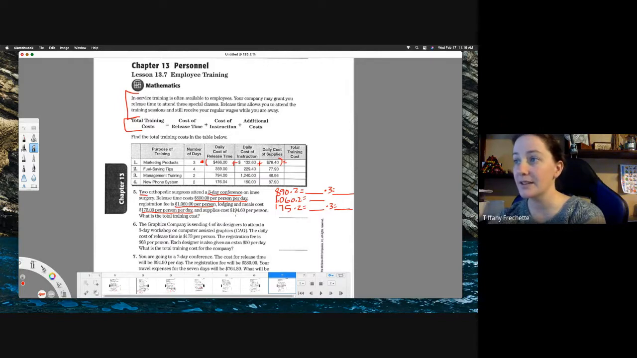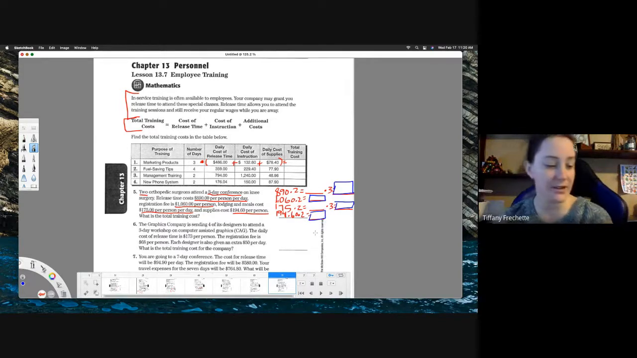And the supply costs are $194.60 per person. Doesn't say per day. So we have $194.60 per person, so times 2, and we're going to get a total here. So when we're all done, we want to make sure we add together the release time, the cost of instruction, and then these are both considered other. So we have lunch and supplies. So we're going to add these 4 things together, and that'll give us our total.